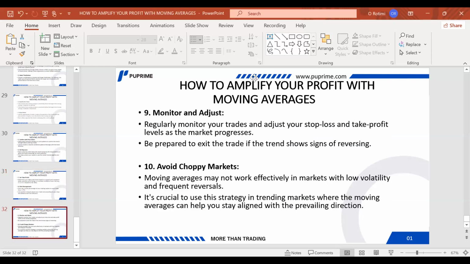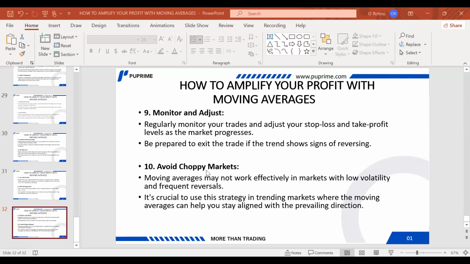Number 9, monitor and adjust. Regularly monitor your trades and adjust your stop loss and take profit levels as the market progresses. I think this is self-explanatory. Don't just leave the trade to run. Always monitor. Once you are in some measure of profit, always move your stop loss to break even, and be prepared to exit the trade if the trend shows signs of reversing.